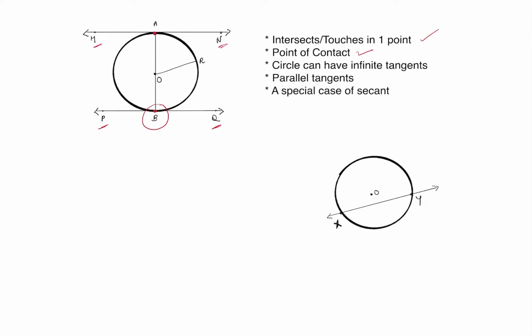Alright? That takes us to the next point. A circle can have infinite tangents. Now, what does this mean? For that, let's first make a circle.